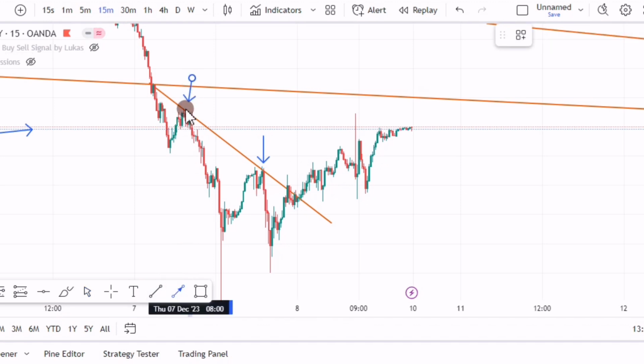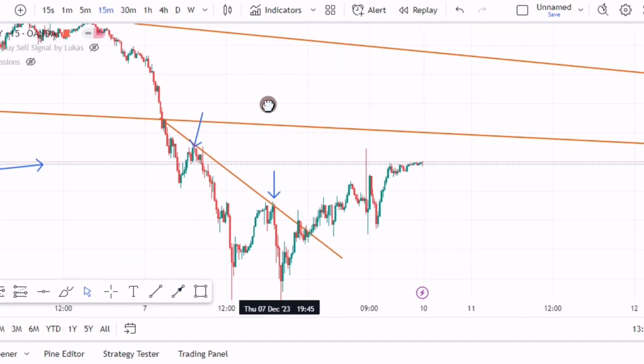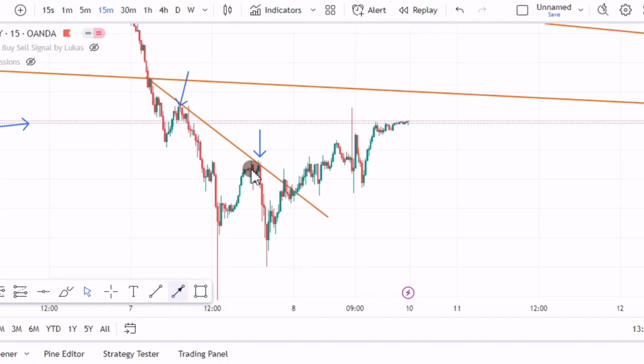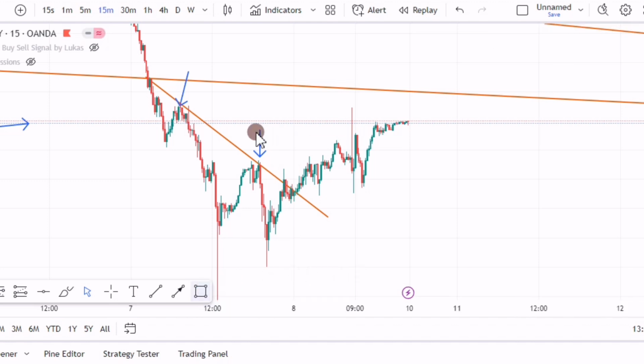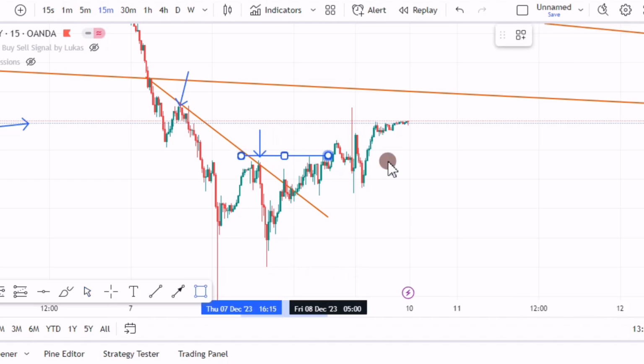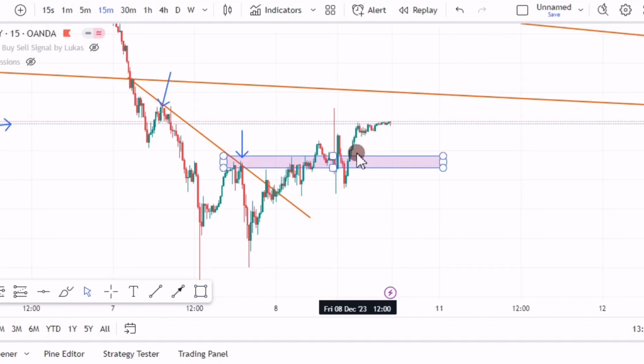Okay, we have that one also. And we also, I'm not sure about this one. Okay, let's just ignore it. So you mark like that on the first one. Price has closed above this, which means you are looking to buy.